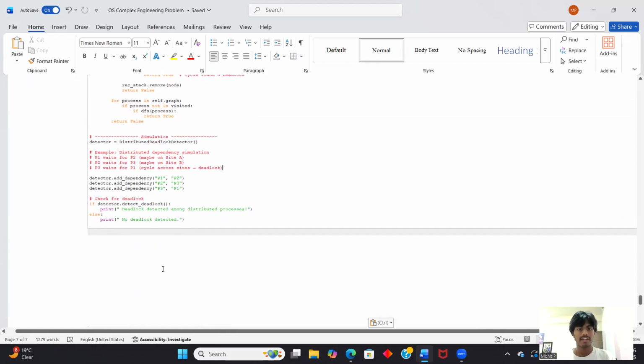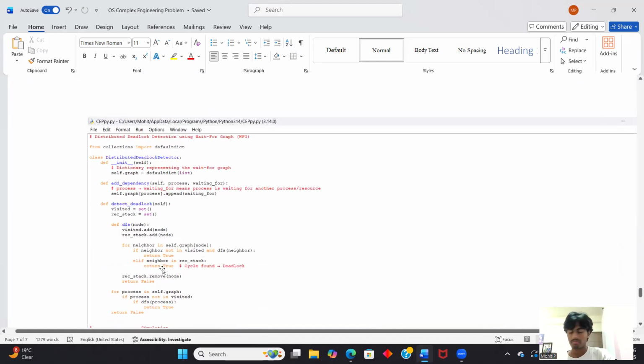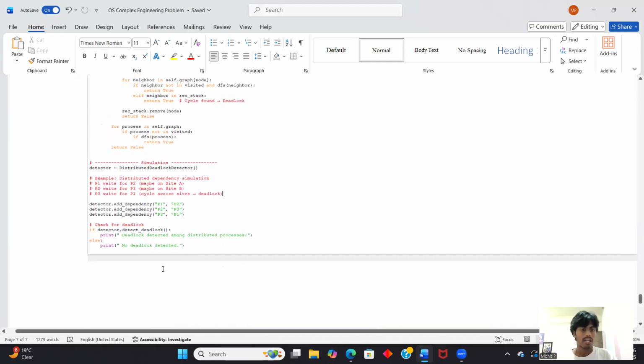And here we have the simulation. Here's my detector as a distributed detector, and I've appended my main method here. Now we see the example: the distributed dependency simulation where P1 waits for P2, it may be on site A, let's say. P2 waits for P3, maybe on site B, and P3 waits for P1. So it's a cycle across sites, so it's a deadlock. The detector adds dependencies P1 to P2, P2 to P3, and P3 to P1.